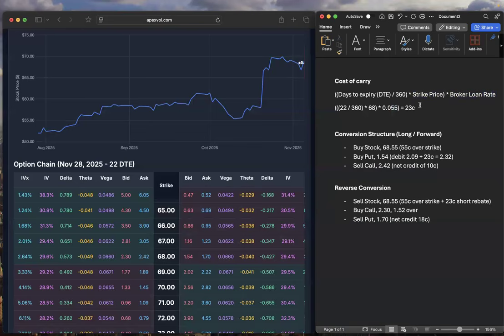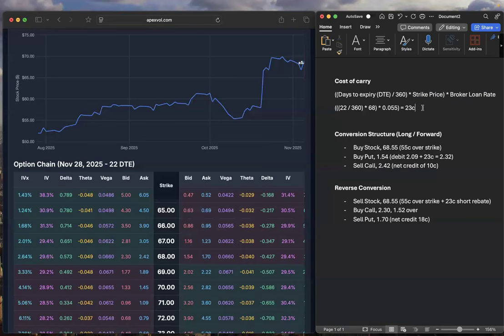The first structure we're going to look at is the conversion, which can be referred to as a long or a forward conversion. Please note, this is a carry trade, not a volatility structure. It's necessary to get the community comfortable with it, which will become more apparent as we move forward.